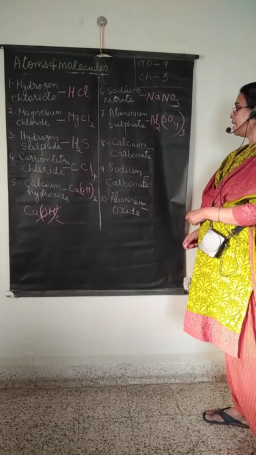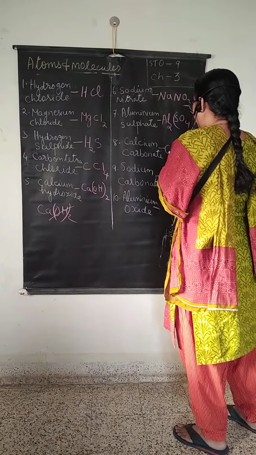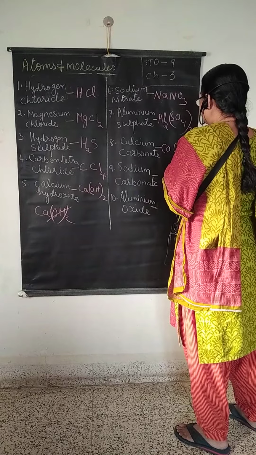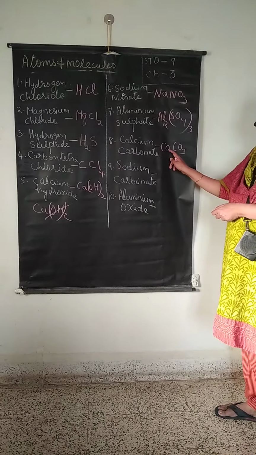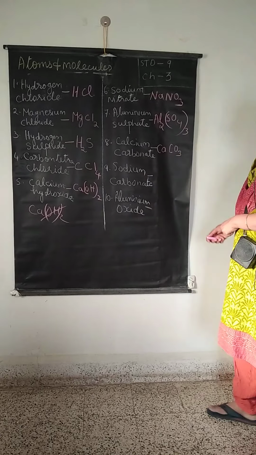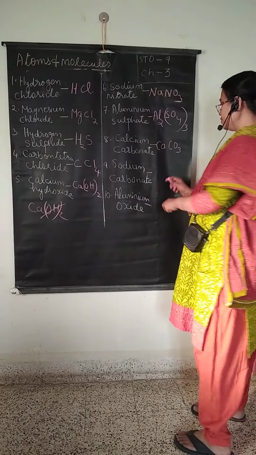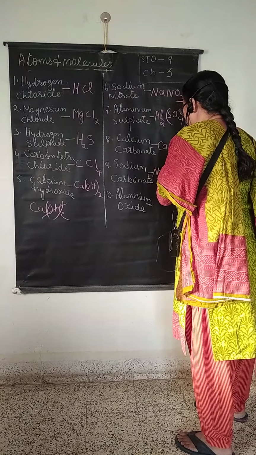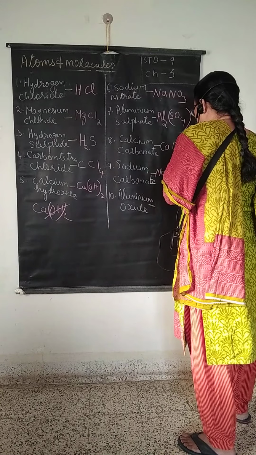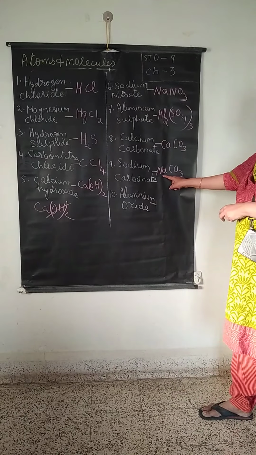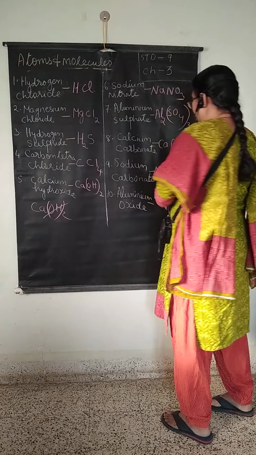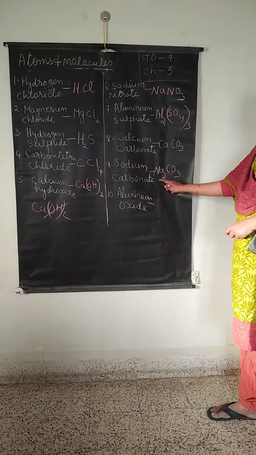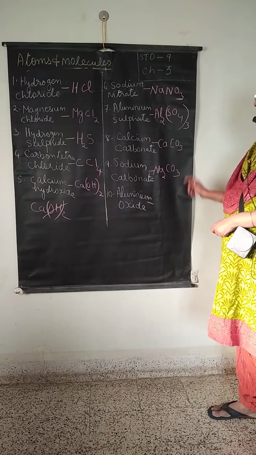Now calcium carbonate, calcium is Ca, carbonate is CO3, both are having valency 2. So the formula is CaCO3. Now sodium carbonate, sodium is Na, carbonate is CO3. Now the valency of sodium is 1, carbonate is 2. It should be written under sodium so that the formula is Na2CO3.